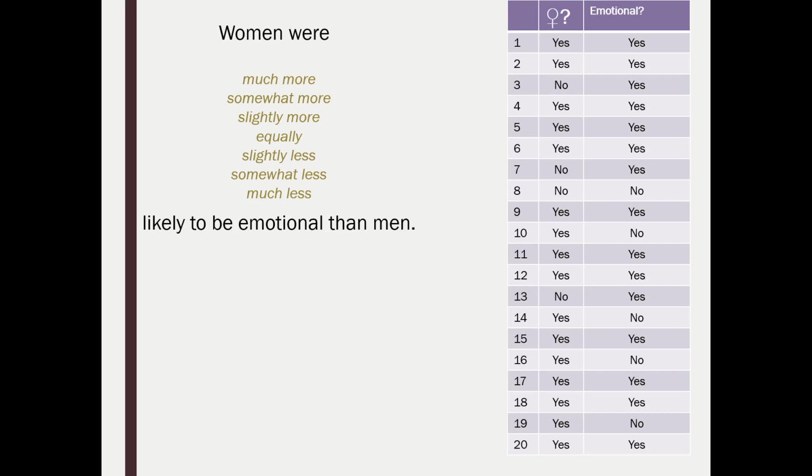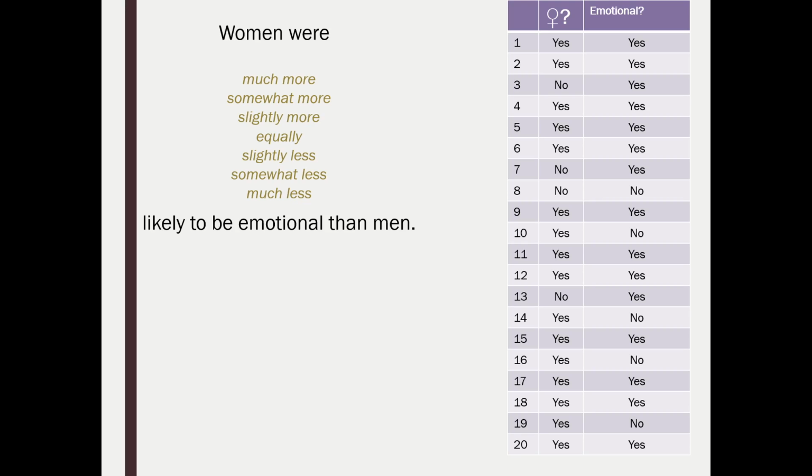So at the top of the column, I put a female sign with a question mark. If the participants were all female, then it says yes. If the participants were all male, then it says no. The next column says emotional question mark, and what they were interested in is whether the participants were displaying emotions during the study. And so if they were emotional, it says yes. If they were not, it says no.